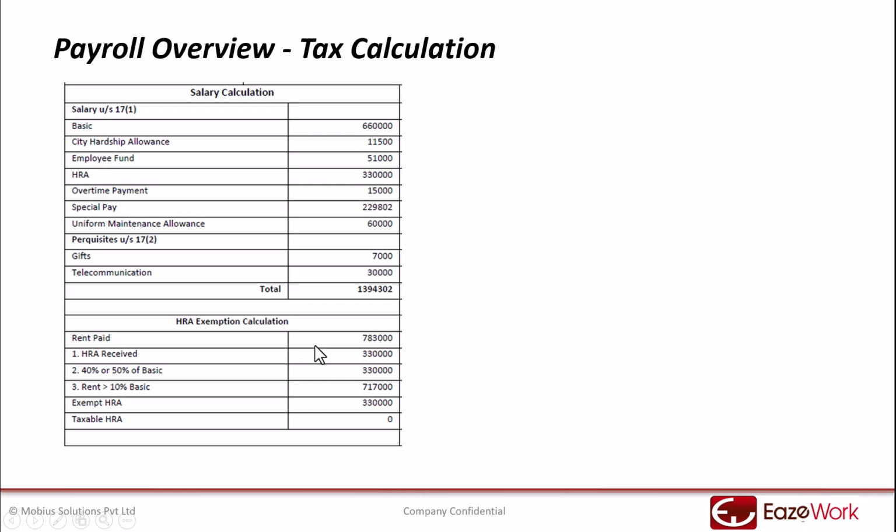If you are having HRA in your salary, and if you're paying rent, then you will have an HRA exemption calculation, which is shown here. It is a function of how much rent you have paid, what is your HRA which you have received, what is your basic salary.